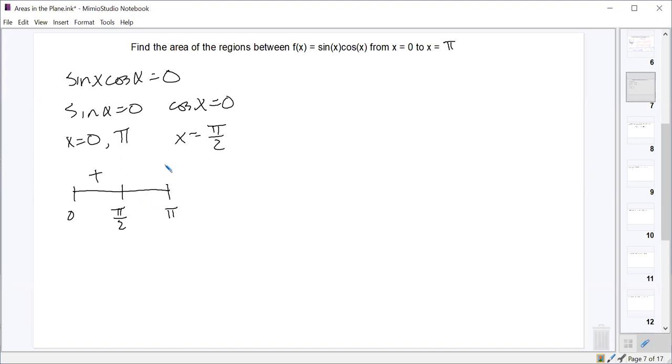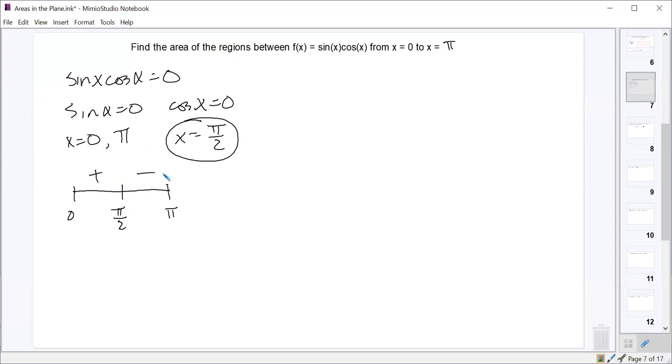Suppose I plug in 3 pi over 4. What's the sine of 3 pi over 4? It's a positive root 2 over 2. And what's the cosine of 3 pi over 4? Negative root 2 over 2. So we know that the y value between 0 and pi over 2 is positive, and the y value between pi over 2 and pi is negative, which tells us that it definitely crosses through at x equals pi over 2. In fact, it's above the x-axis on the first interval and below the x-axis on the second interval.